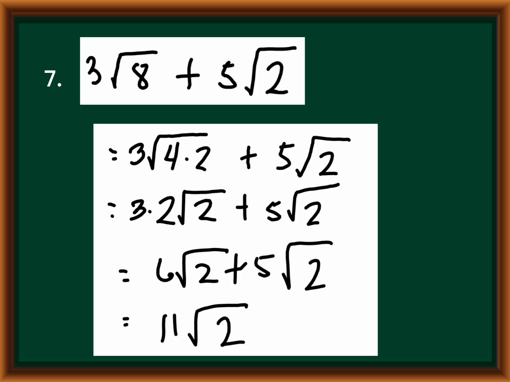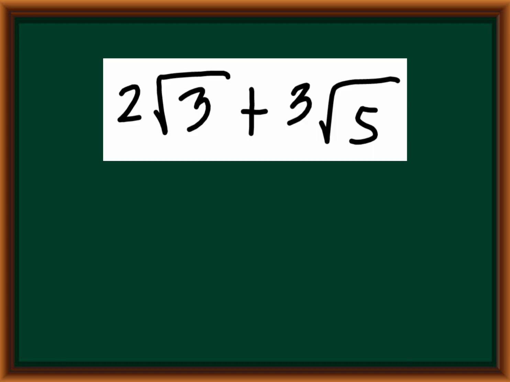Next, 3 square root of 8 plus 5 square root of 2. Again, factor it out. 8 has the factors of a perfect square 4 and 2. So it's 3 times 2 square root of 2. Add similar radicands. That's 11 square root of 2. Take note, you cannot add dissimilar radicands.